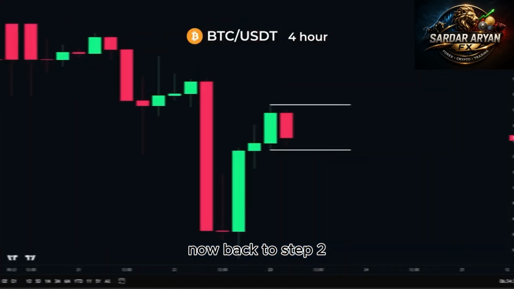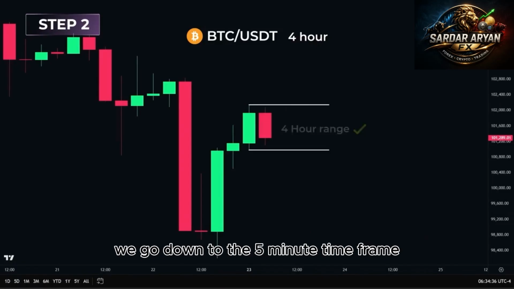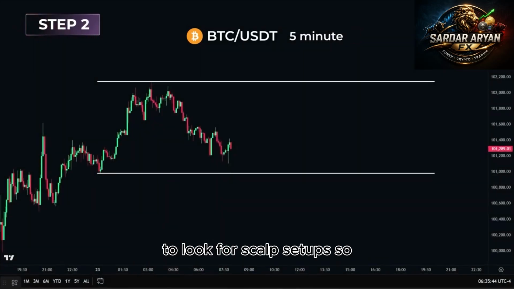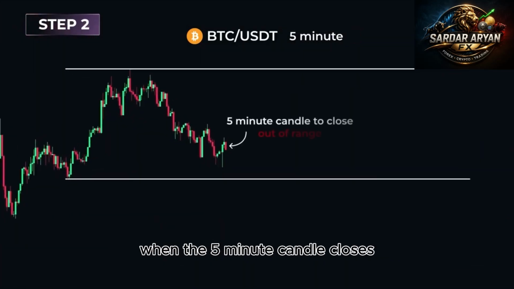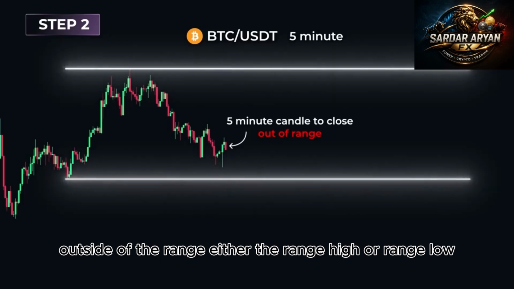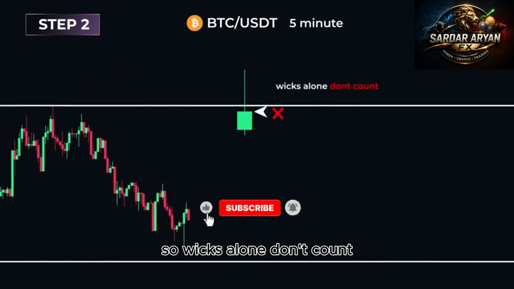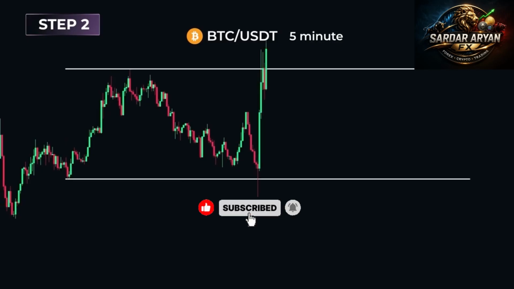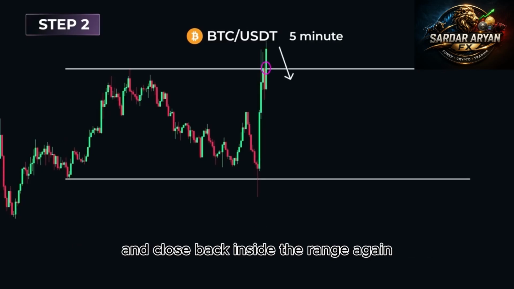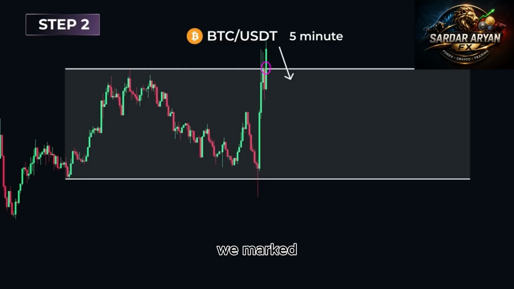Now, back to step 2. After the 4-hour range is identified, we go down to the 5-minute time frame to look for scalp setups. So, the setup we're looking for is when the 5-minute candle closes outside of the range, either the range high or range low. But again, the key here is the candle must fully close outside, so wicks alone don't count. After the breakout, we then wait for price to re-enter and close back inside the range again. But make sure that all of this happens within the same day as the 4-hour range we marked.